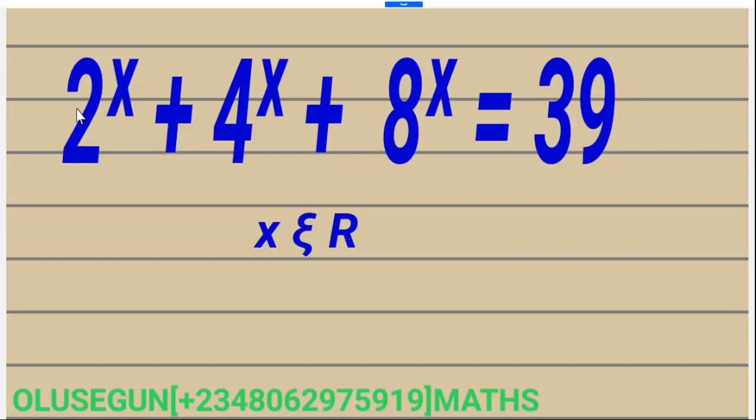This is a third degree question, and it's a radical and a little bit complex exponential problem. We have 2 raised to power x plus 4 raised to power x plus 8 raised to power x equal to 39, and the value that we need is x, where x is an element of real numbers. So for the fact that x is an element of real numbers, what exactly are we going to do?